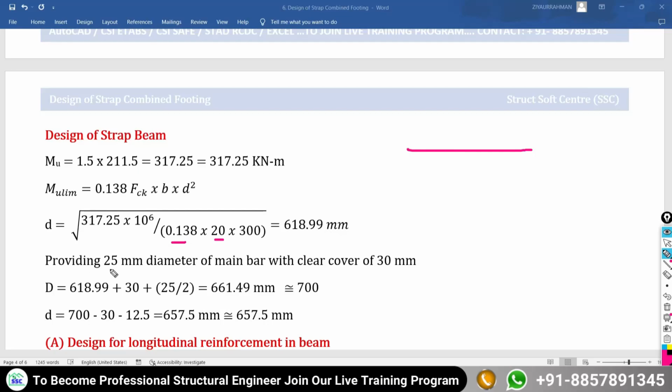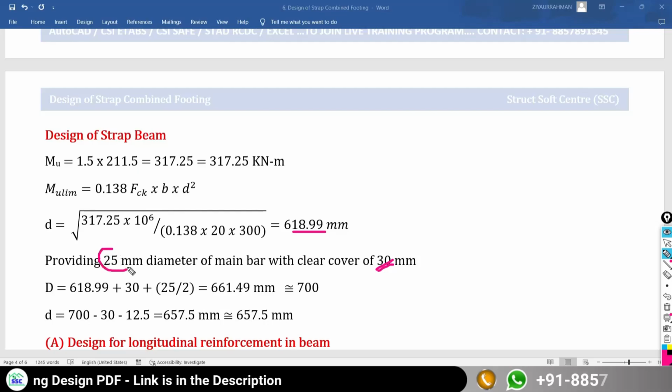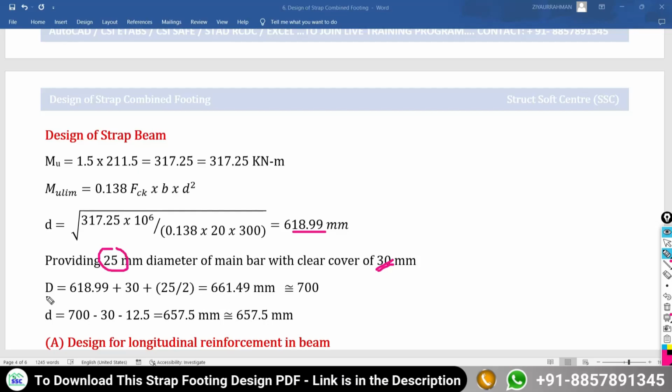Now here I am going to consider that we will provide 25 mm diameter bars, and again I am going to consider 30 mm as the clear cover. So to find the overall depth requirement, it equals 618.99, which is the effective depth requirement, plus clear cover of 30 mm plus half of the diameter of the bar. It gives the overall depth as 661.49. So I am going to round up this value to 700 mm. We are going to provide the overall depth as 700 mm.